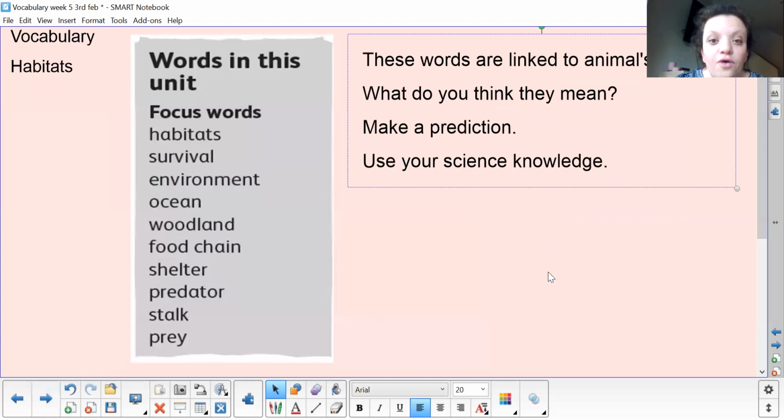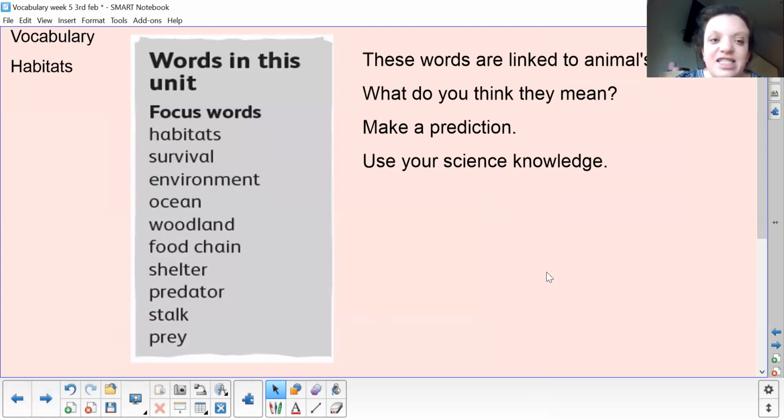So we've now got some new words, and some of them aren't that new because we have learned about them in science, and we can use our prior knowledge to understand what they mean. But I want you to now have a go at working out what you think each of these words is going to mean. So you're going to pause the video and write down habitat and tell me what it means. Survival, what does it mean? And as I said, use that science knowledge that we did before, because that will really help you, because a lot of these words we have spoken about already. Okay, so pause the screen and have a go.